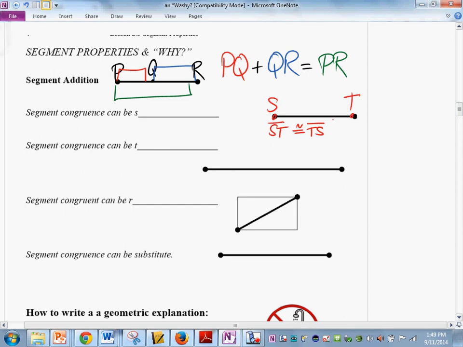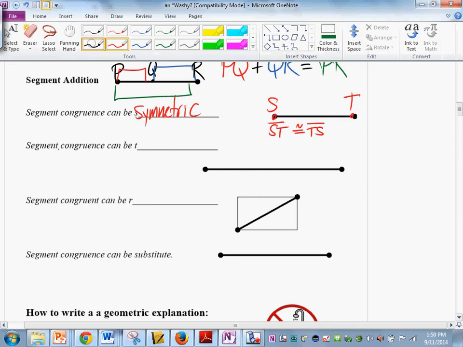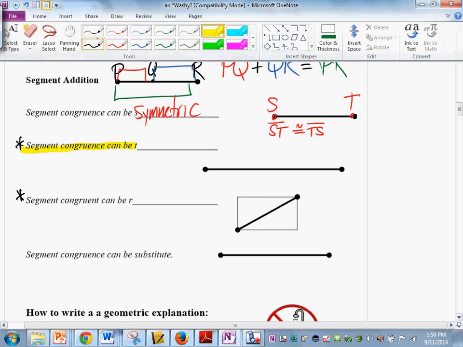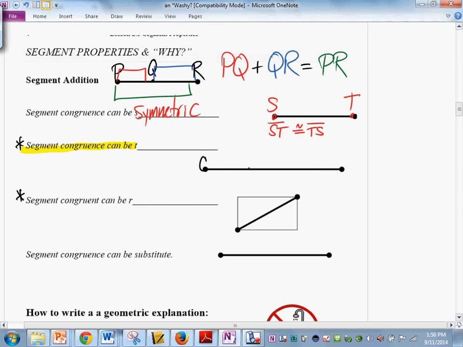So this one says ST is the same as TS. That's called symmetric. Segments can be symmetric. It's kind of common sense. This isn't really that hard. This one right here is by far the most important. Let me highlight it. Most important, most common. Start writing.